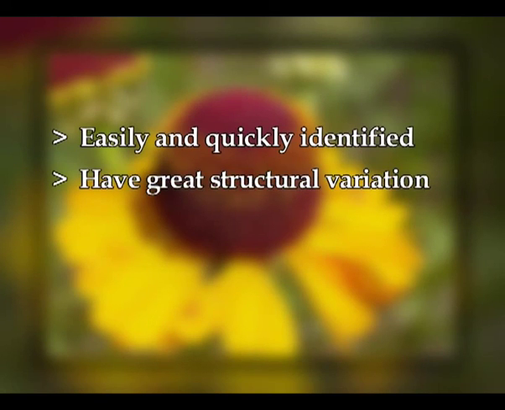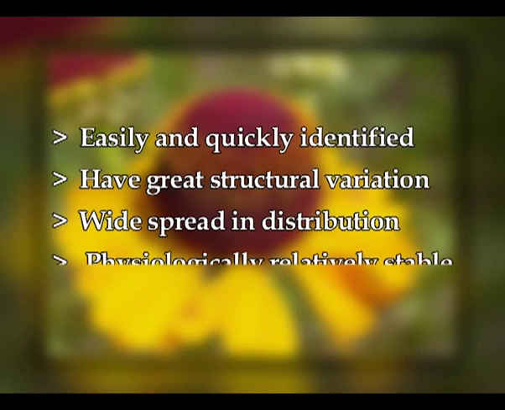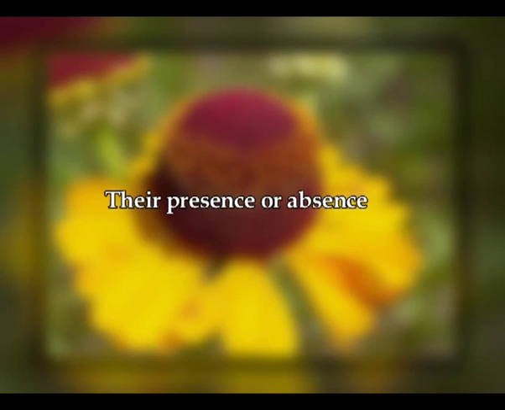These chemically complex compounds are easily and quickly identified, have great structural variations, are widespread in distribution, and are physiologically relatively stable, which makes them taxonomically significant. The use of flavonoids in evaluating contemporary classificatory systems has been mainly based on their distribution patterns, that is, their presence or absence. Phytochemical taxonomists have considered them as evolutionary markers due to the many positive correlations they display.